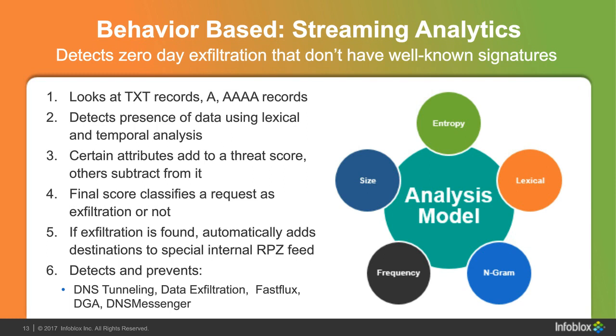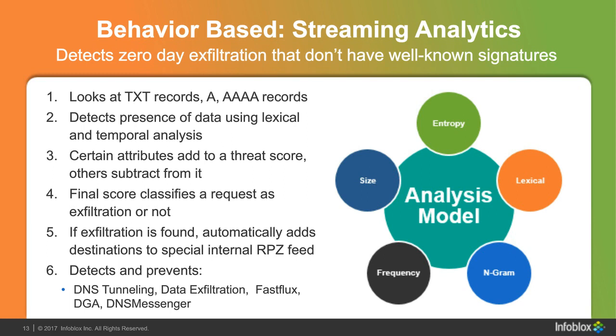So once it reaches that threshold and is classified as data exfiltration, then we can put the destination into the RPZ feed. So now future queries to the destination are blocked, right? And this type of real-time streaming analytics is needed to detect the advanced threats that we talked about, like data exfiltration, DNS Messenger, DGA, and fast flux. Infoblox is the only provider that provides this type of capability. So in addition to signature and reputation, we also provide behavior-based detection to detect these zero-day threats.